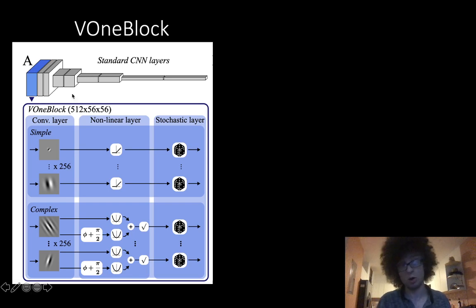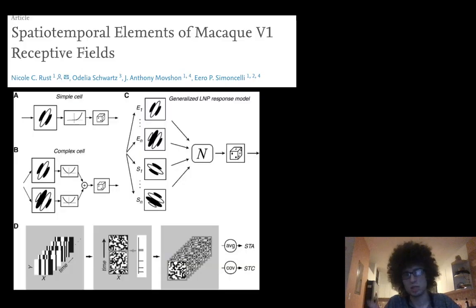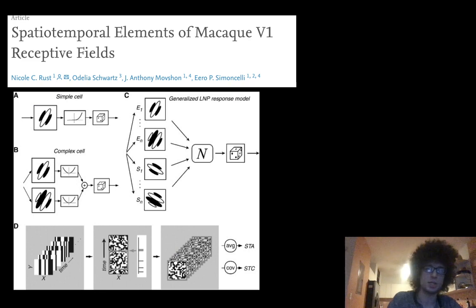In this neural block, the V1 neurons have two simple approaches: a simple and a complex approach, which are all biologically inspired. This is from one of the papers that they cited. It was a paper that looked at the neurons in the V1 of a rhesus macaque, in their receptive field, and identified the same structure. This is their generalized LNP model, the linear-nonlinear Poisson model.